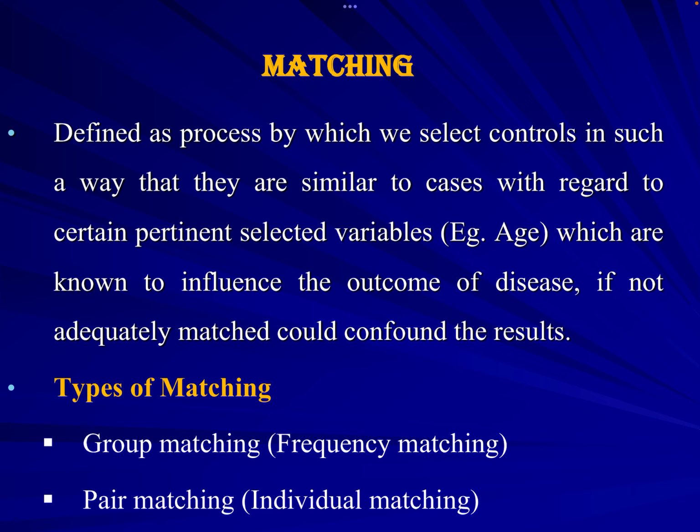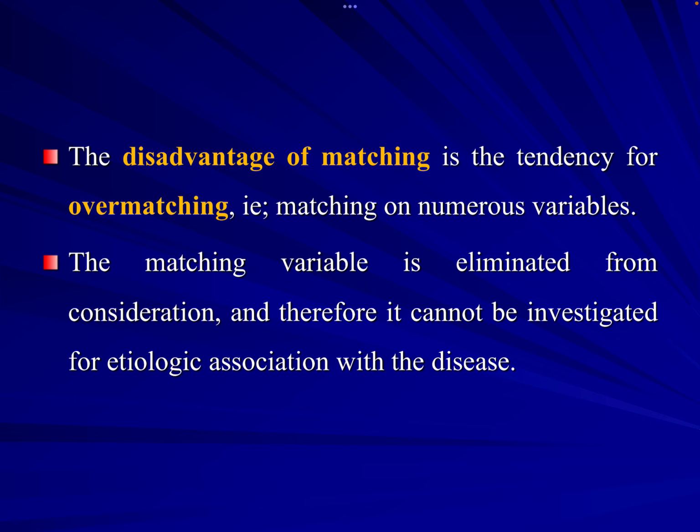Coming back to matching, it is defined as the process by which we select controls in such a way that they are similar to cases with regard to certain pertinent selected variables which are known to influence the outcome of the disease. If not adequately matched, could confound the results. There are 2 types of matching. One is group matching, which is also known as frequency matching. Second is pair matching, which is also known as individual matching.